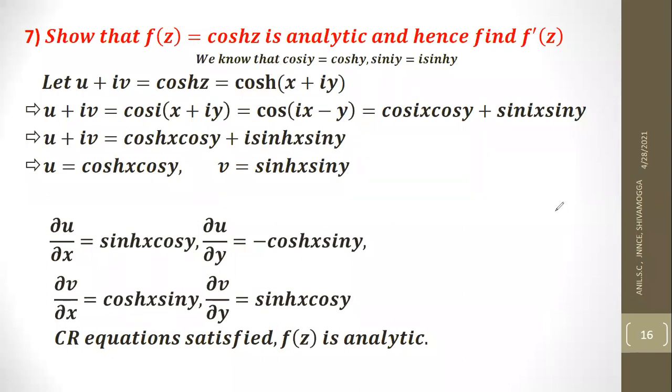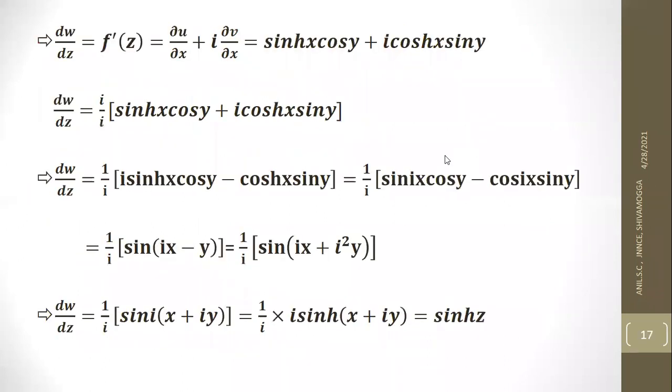Next, find f dash z. F dash z or dw by dz is given by f dash z is equal to del u by del x plus i into del v by del x. Substitute. Del u by del x is sin hx into cos y plus i into del v by del x. Del v by del x is cos hx into sin y.